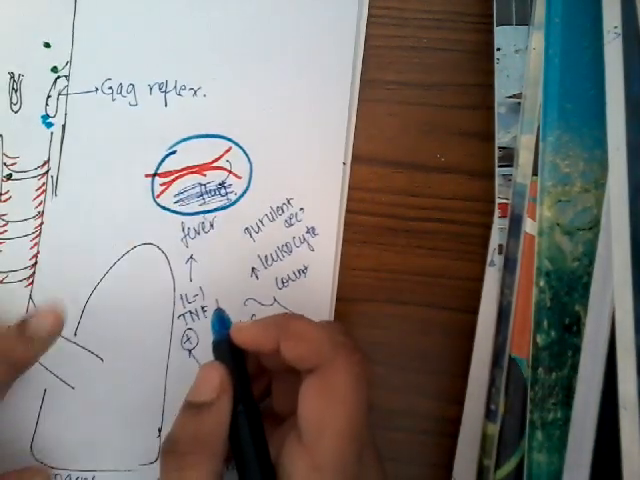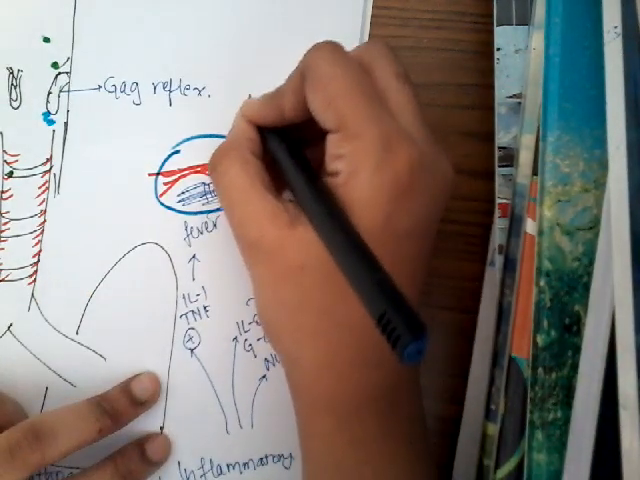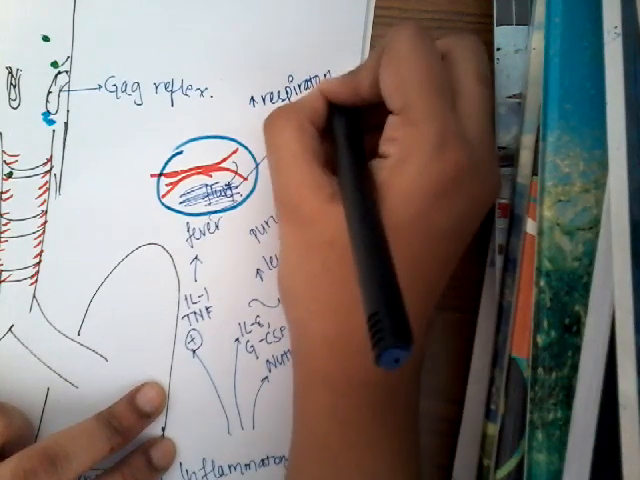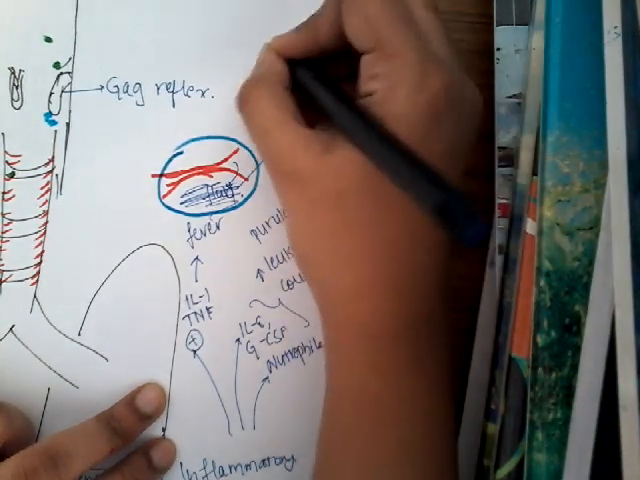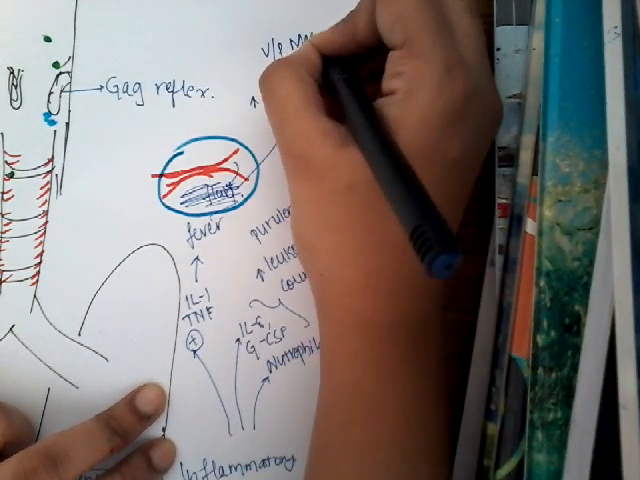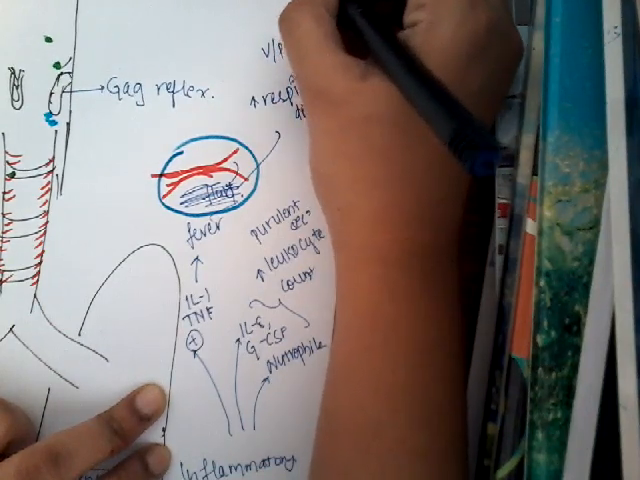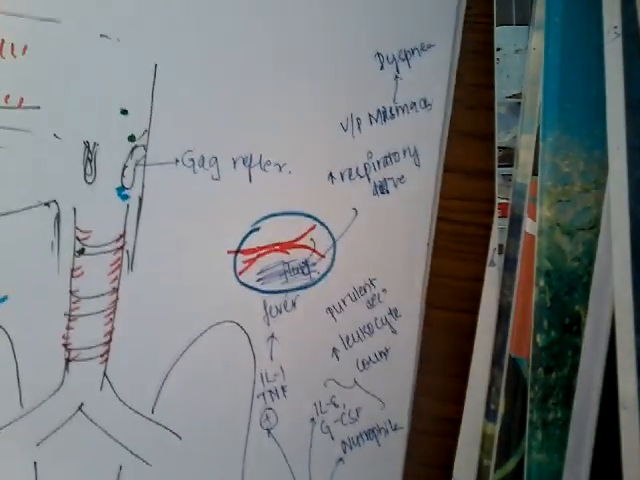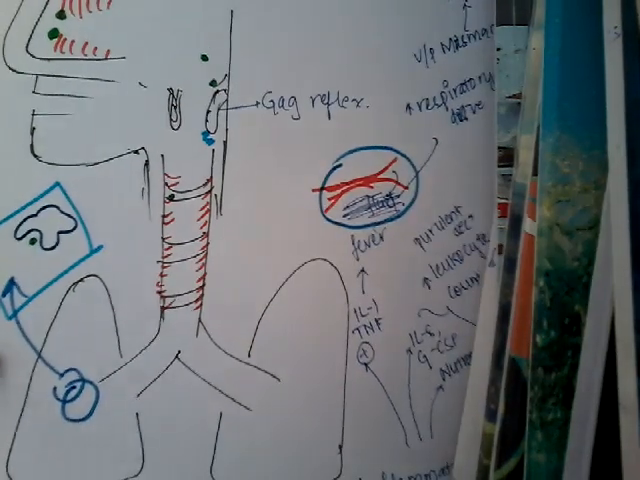Whenever the alveolus gets filled by the fluid, this leads to increased respiratory drive, because there may be V/Q mismatch, that is, ventilation and perfusion mismatch. Because of this we have dyspnea. Once the pneumonia becomes severe, the dyspnea becomes so severe. So this is how the pathogenesis of pneumonia occurs.